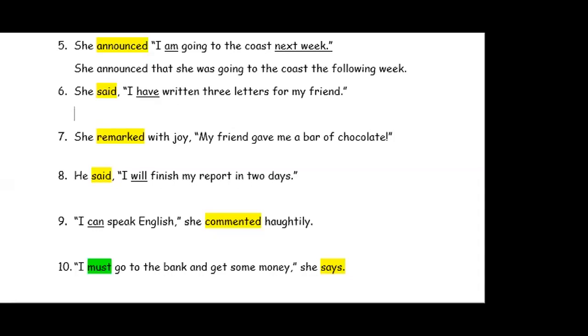Okay, let's see what Lisejo said. Lisejo said, she said that she had written 3 letters to her friend. Well done.